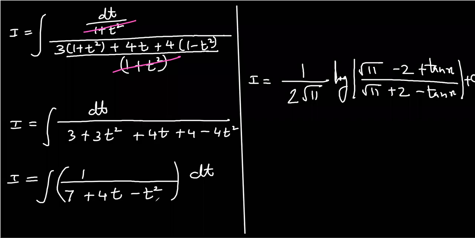When you complete this, you should get this as the final answer. When you complete the integration for 1 upon quadratic, which you are getting here, the final answer for the question is given here. This will be the final answer.